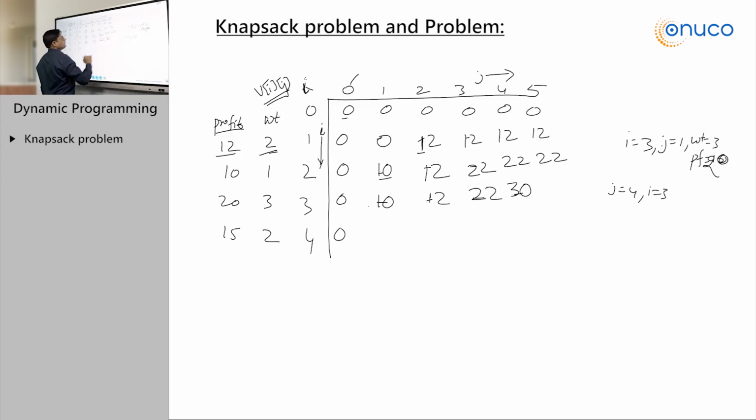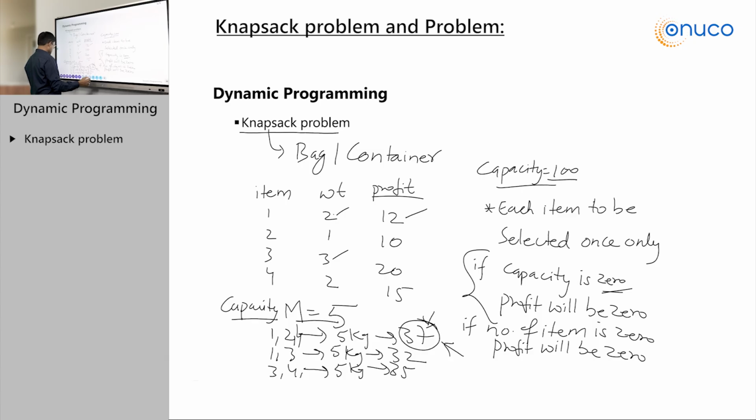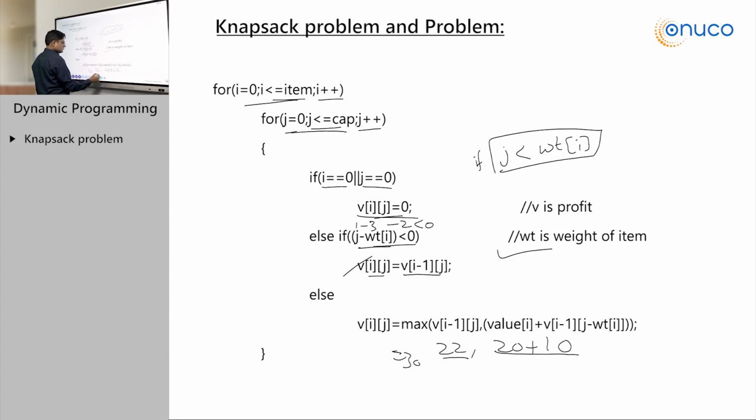Next values. Again, J is 5, W is 3. It will go in the else part. Previous row, same column is 22. 20 is the weight. Now, V of I minus 1, previous row, J minus W, 5 minus 3 is 2. So here we get 2, 2.